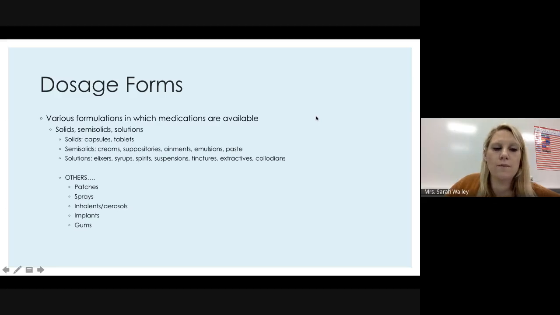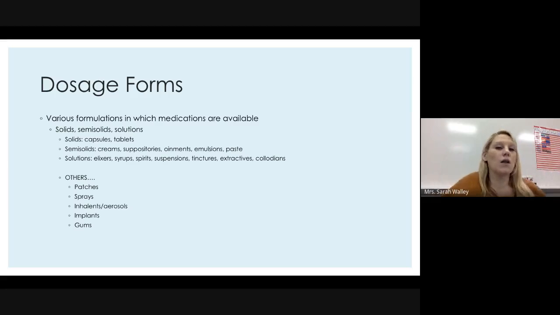Okay, so dosage forms. Now we're going to switch over. We talked about drug classifications. Now we're going to talk about dosage forms. So dosage forms are the various formulations in which medications are available. So you've got solids, semi-solids, and solutions. Solids could be capsules or tablets. Semi-solids could be creams, suppositories, ointments, emulsions, and pastes. And then solutions would be elixirs, syrups, spirits, suspensions, tinctures, extractives, and colloidians.